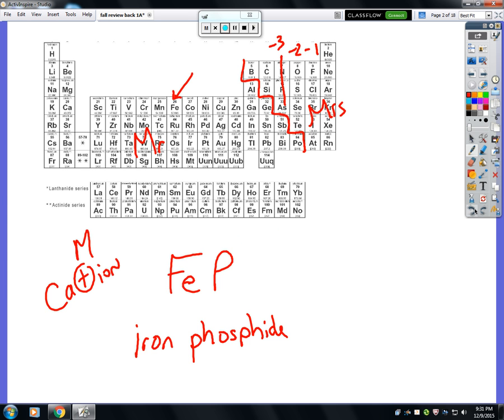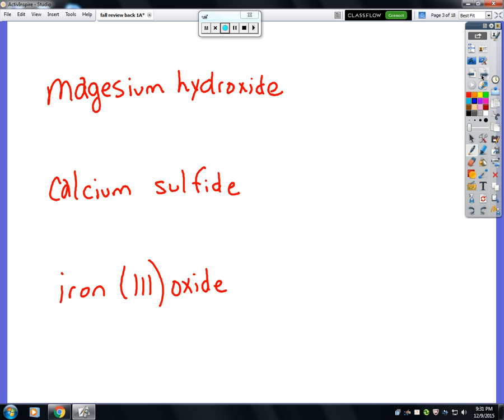I'm going to change that to blue. My pen doesn't like to do that, does it? So if that's -3, and there's one of it, that means there's a total of -3. That means 1 times +3 is going to give you a neutral compound of absolutely 0, and so therefore I'm going to put iron Roman numeral 3 phosphide. That's how you name that compound.